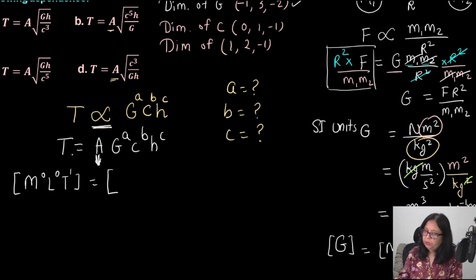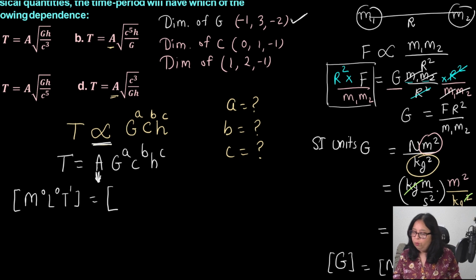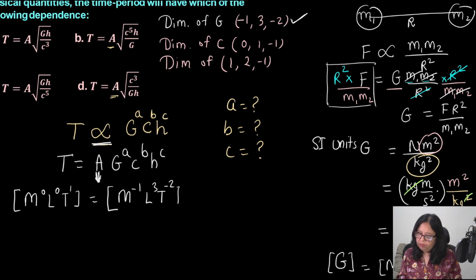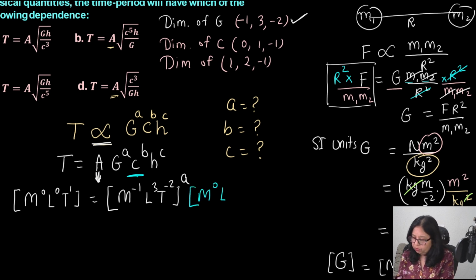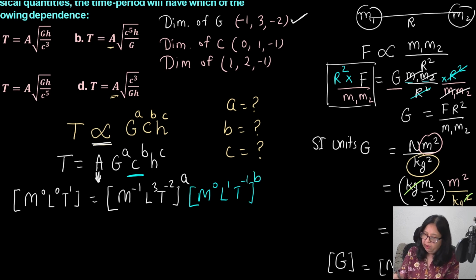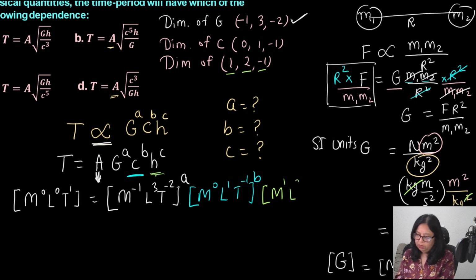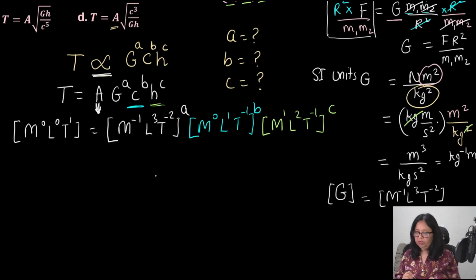G, its dimensions are m minus 1, L3, T minus 2 to the power A. Then I have C. C is m0, L1, T minus 1 to the power B. Then I have this H here. H is m1, L2, T minus 1 to the power C.